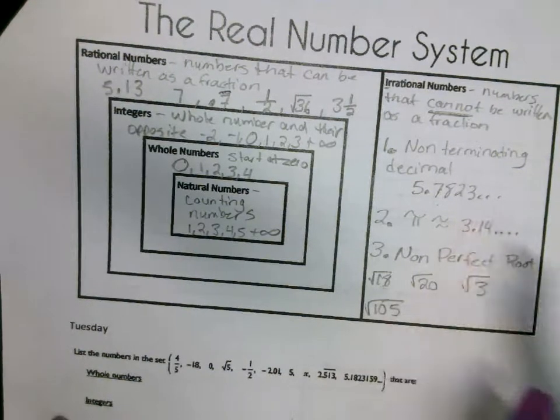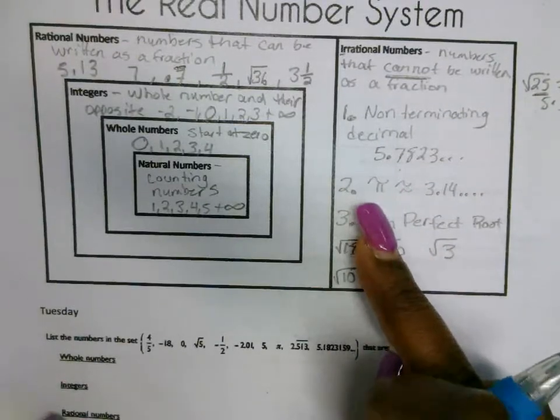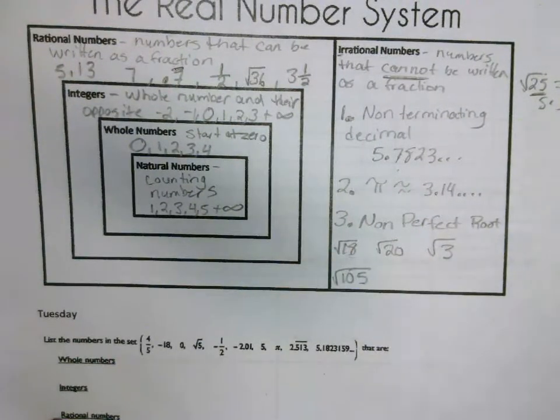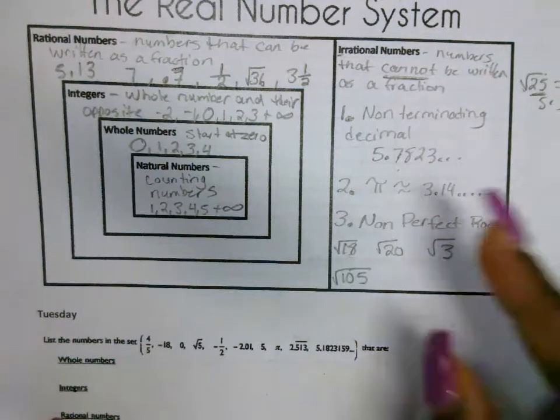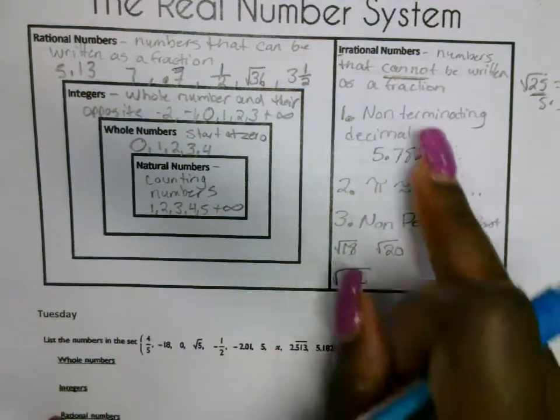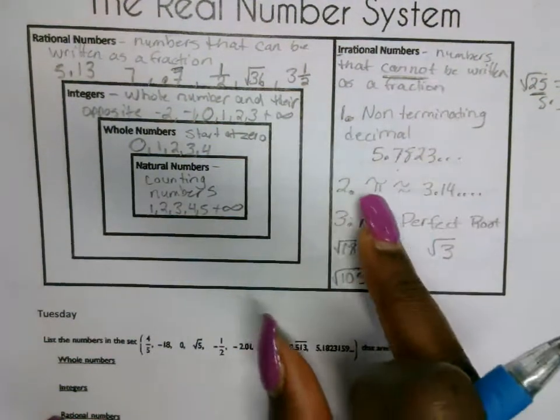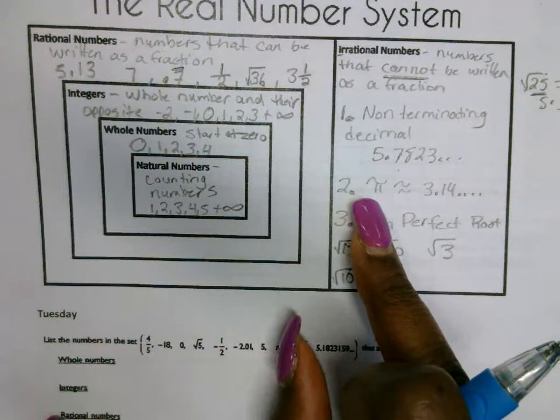Okay, it's unpredictable. Pi, you know the symbol pi that you use in formulas that are circles, that number is also a non-terminating decimal. So pi is irrational. You can't just put a 1 under this number and call it a fraction, okay?